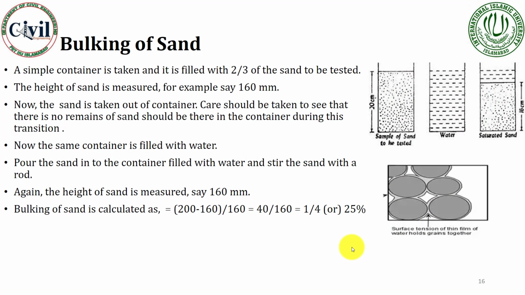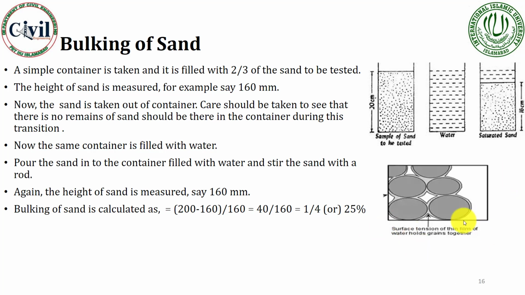In this video, we will discuss the bulking of sand. How can we determine the bulking of sand? First, you must know what bulking is. Bulking is basically a phenomenon in which the sand particles move apart due to the water layer surrounding the sand particles. The water layer makes the sand particles move apart. This phenomenon occurs at a specified water content when the aggregates are exposed to water.